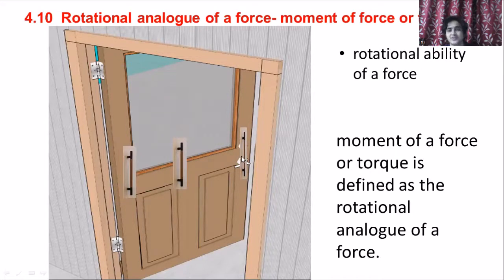We need to apply a force first of all. This is a door and these are the hinges. So to have a turning effect, what we do is we use this handle.